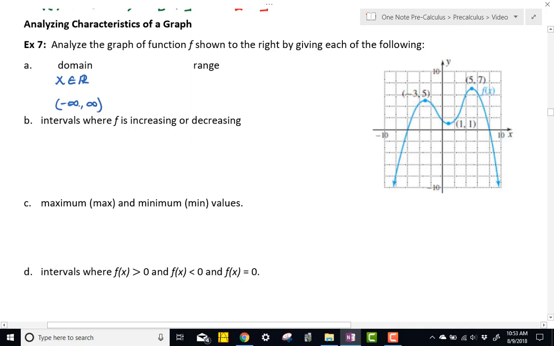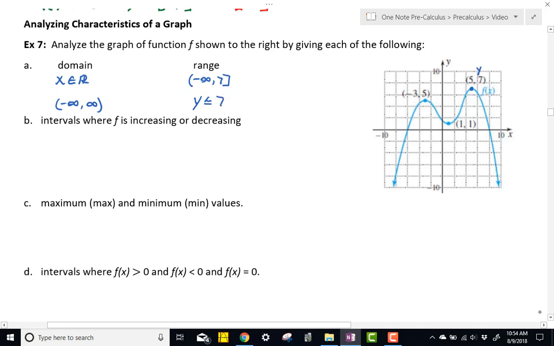The range on this guy: this graph only goes to, the highest point is right here at (5, 7). Now you can obviously see that the scale's a little bit different. It's going by 2's here, but the highest y value on this graph is 7. The lowest y value goes down to negative infinity. So my range, a couple of different ways you could write it. Most people like intervals, so you would say negative infinity, comma 7. You'd need a bracket with the 7 because it touches. Or you could simply say y is less than or equal to 7. That would also be okay.